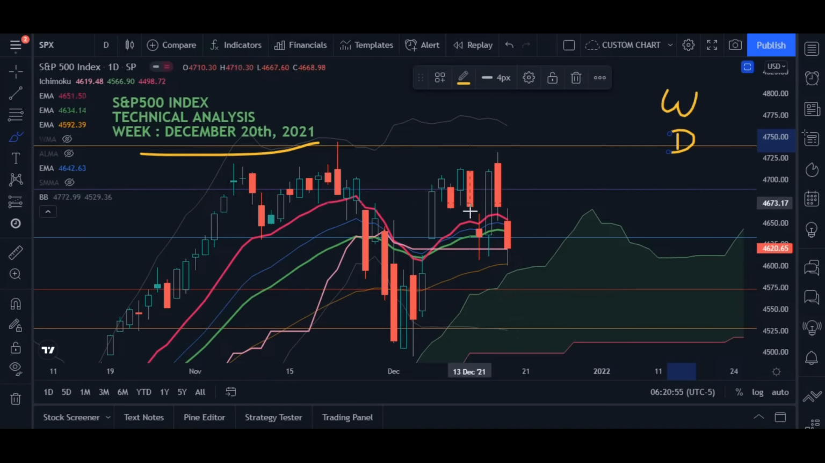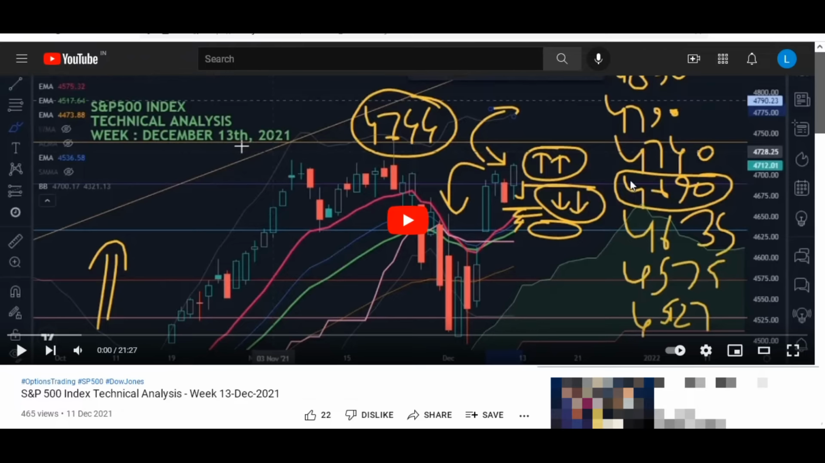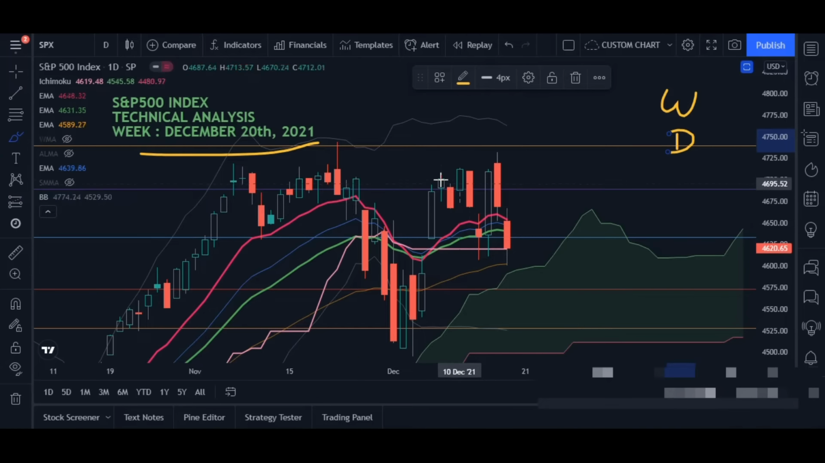Let me tell you that last week in my technical analysis, I told you that 4690 is the most important support and resistance. If the market comes down, then it will act as resistance. So I told you that 4690 is the most important support and resistance for the coming week, the week commencing from December 13th. Now let me show you here on the chart.